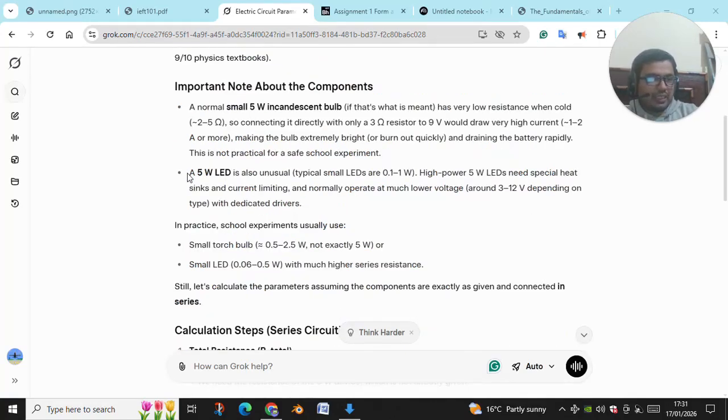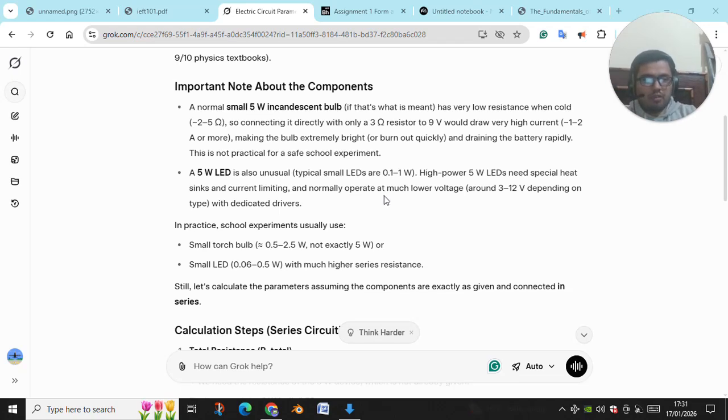Important note about the components: a normal small 5 watt incandescent bulb, if that's what it means, has very low resistance when cold, 2 to 5 ohm. So connecting it directly with only a 3 ohm resistor to 9 volt would draw very high current, 1 to 2 ampere or more, making the bulb extremely bright or burn out quickly and draining the battery rapidly. This is not practical for a safe school experiment.